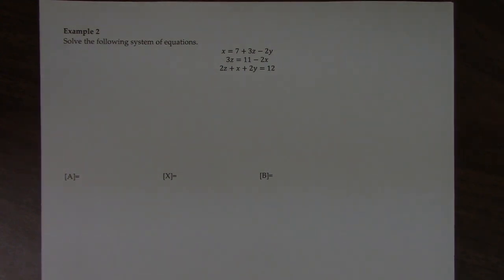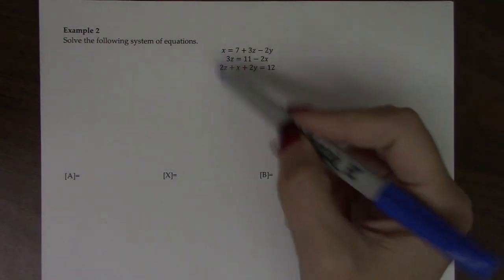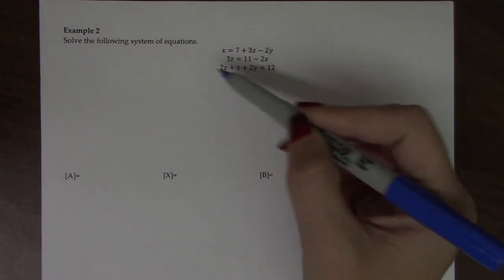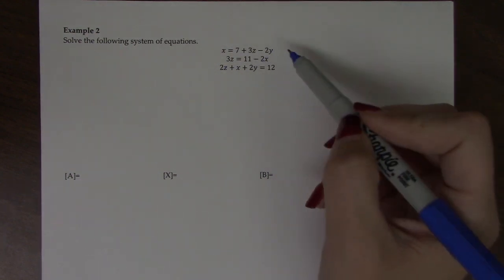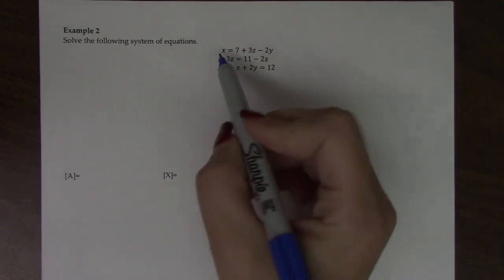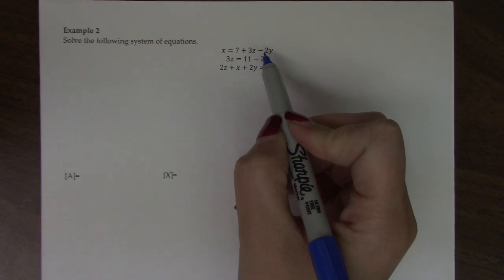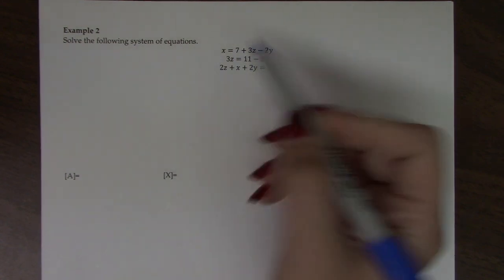So for problem 2, we have a 3 variable system of equations, right? And so these are all out of order. So the first thing I'm going to have to do is rearrange these. I want to get all the variables on the left side. So I'm going to take the first equation and move my 2y and my 3z over.